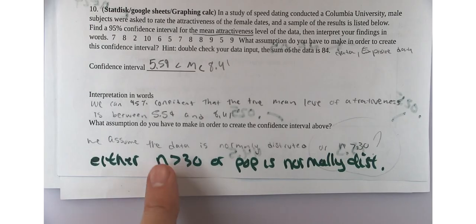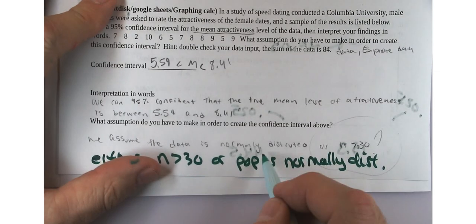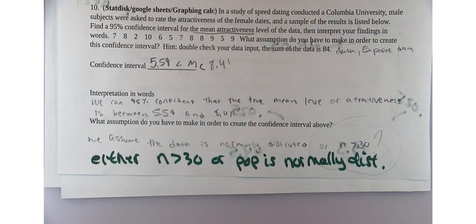Now, certainly the sample size isn't greater than 30. So the additional assumption that we have to make is that the population is normally distributed. That may or may not be the case. I certainly haven't studied this kind of data to know.